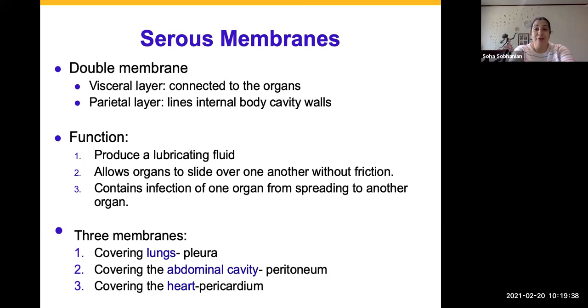Yes. So you have to have two words. It's kind of like first name, last name. You don't just go like visceral, parietal. You have to use visceral, pleura, peritoneum, or pericardium.